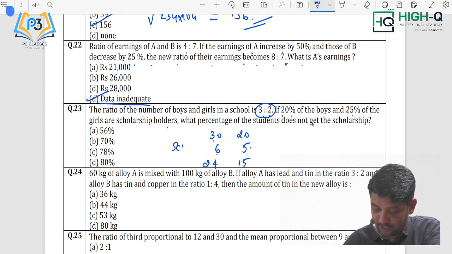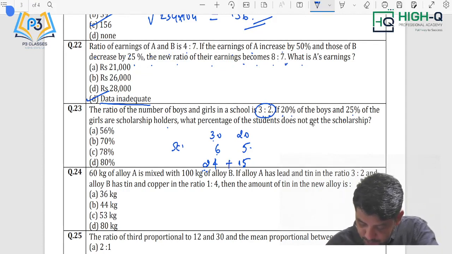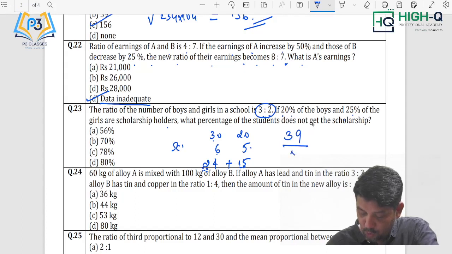24 and 15. So the question is, what percentage of students does not get the scholarship? Total how many of them are not getting scholarship? 39 people are not getting scholarship out of 50 students. Into 100, are we getting 78%?